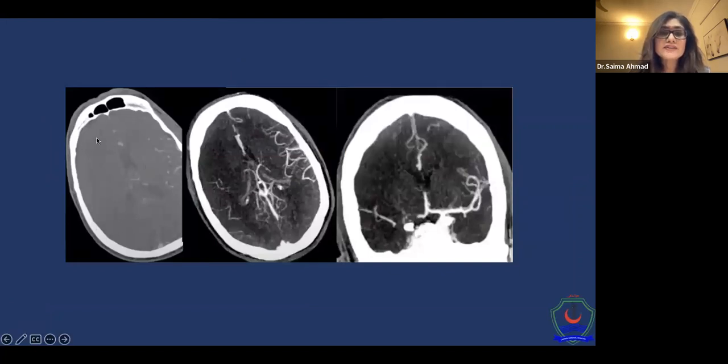So in this case, you can see that there is nothing on the right side. So it appears to have zero collaterals. But when you do the thick MIP, you can see a few of the vessels here. So always use the thick MIPs because they give you a better clue of the collaterals.